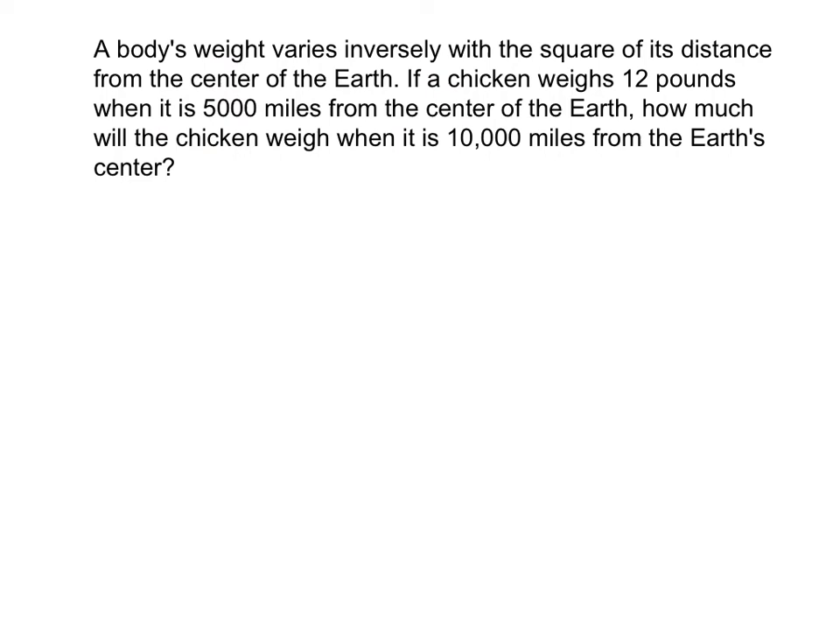Alright, last example. A body's weight varies inversely with the square of its distance from the center of the earth. So weight varies inversely as the square of the distance. This will be a common occurrence in a lot of the things you look at for physics. This has to do with planetary motion as well. You can look up Kepler's law and you're going to see an over d squared in that. For this particular problem though, we have a chicken, and this chicken weighs 12 pounds when it is 5,000 miles from the center of the earth.